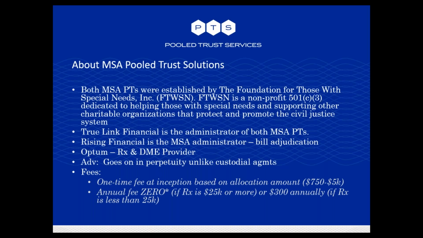Typically in Medicare set-aside allocations, if you've not done them in the past, the majority of the cost now is that prescription benefit. As long as that prescription benefit is handled through Optum, Optum will pay the fee for your client, so there's no actual annual fee for the Medicare set-aside professional administration. If the RX is less than $25,000, the annual fee for professional administration through our trust solutions is $300 for the beneficiary.